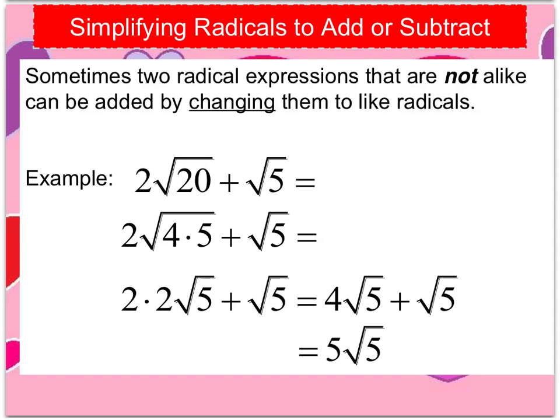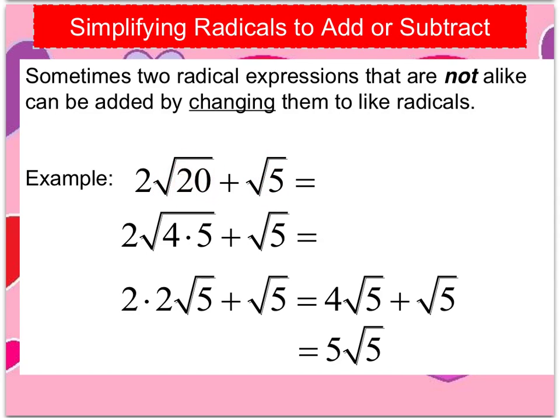Sometimes two radicals will appear as if they cannot be combined because their last names are not the same. But remember, before deciding this, you must try to simplify every radical. So in this problem, I have 2 times the square root of 20 plus the square root of 5. Right now, my last names are not the same. They are both square roots, but the radicands are different.